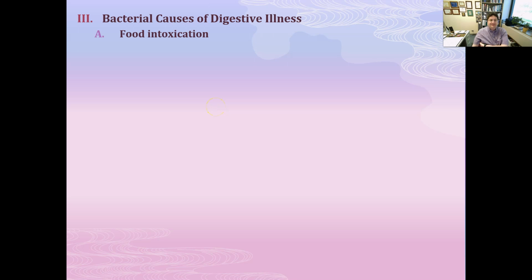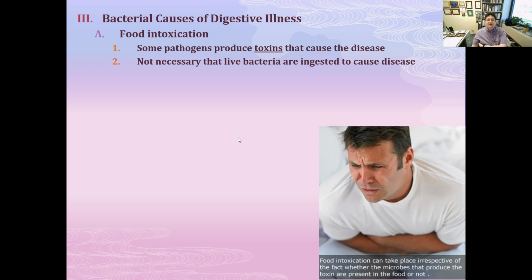Okay, now an important distinction, everyone, you have to know is the difference between food intoxication and food infection. Food intoxication is caused by the toxins that the pathogen produced. So many pathogens produce toxins that cause the disease. You do not have to actually have the bacteria in you to cause the disease. So it's not necessary that living bacteria are ingested to cause the disease, only that the toxin is present. So like it says here for this guy who also doesn't look happy, food intoxication can take place irrespective of the fact whether the microbes that produce the toxin are present in the food or not.